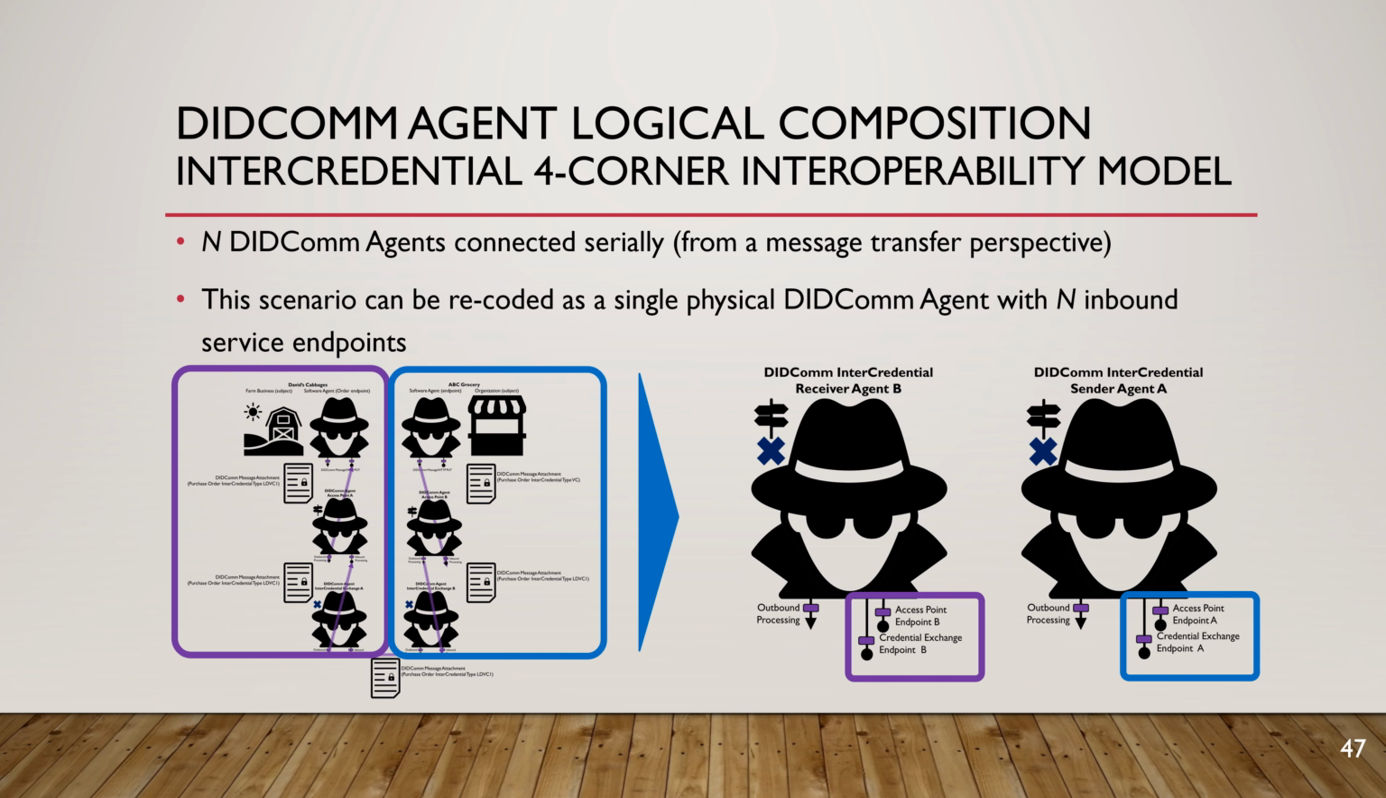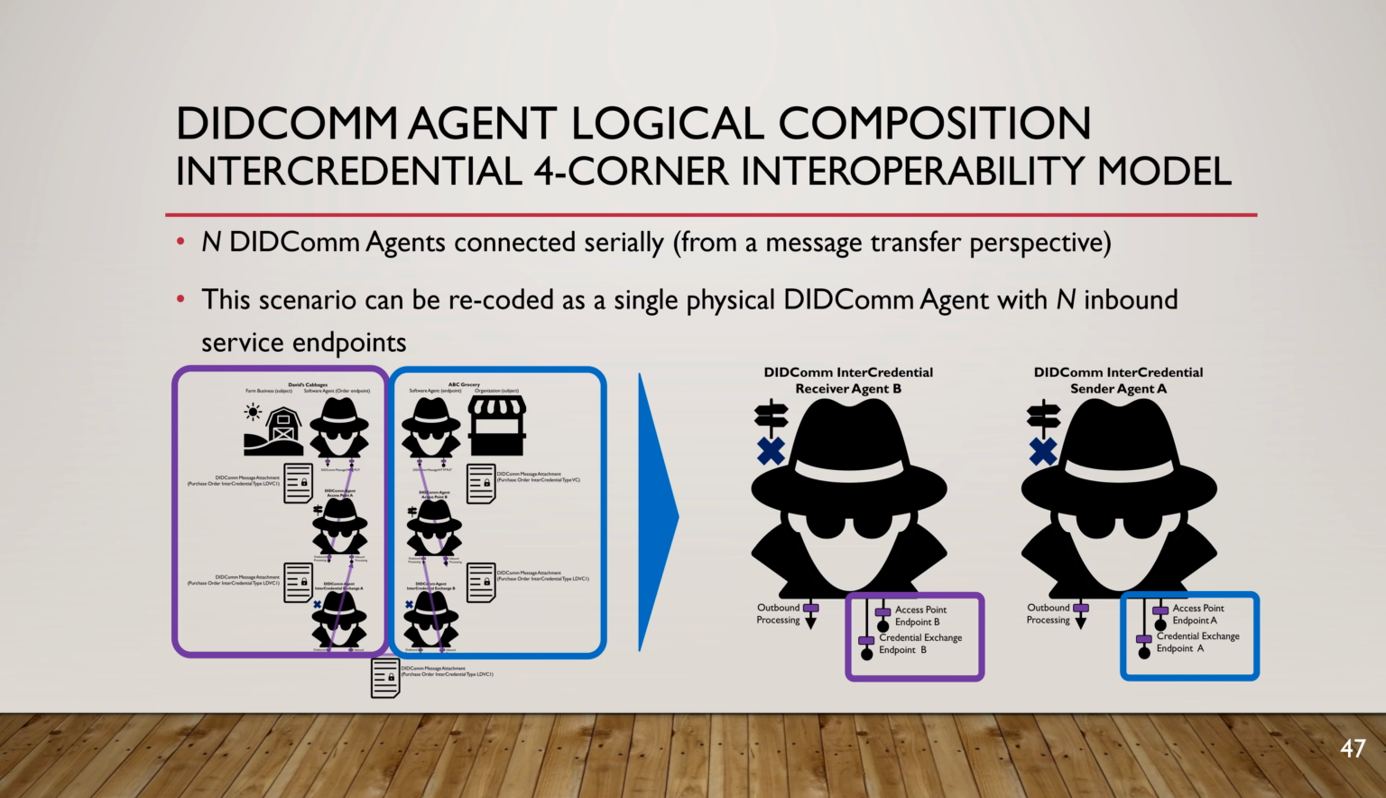So here is what lies behind the DIDCOMM agent logical composition model. Suppose you have n DIDCOMM agents connected serially. And when I mean serially, from a message transfer perspective. So if we look on the right-hand side in the blue box, we have on the ABC Grocery sender side, we have 3 agents in a row. And also on the David Cabbages side, we have 3 agents connected serially in the opposite direction.